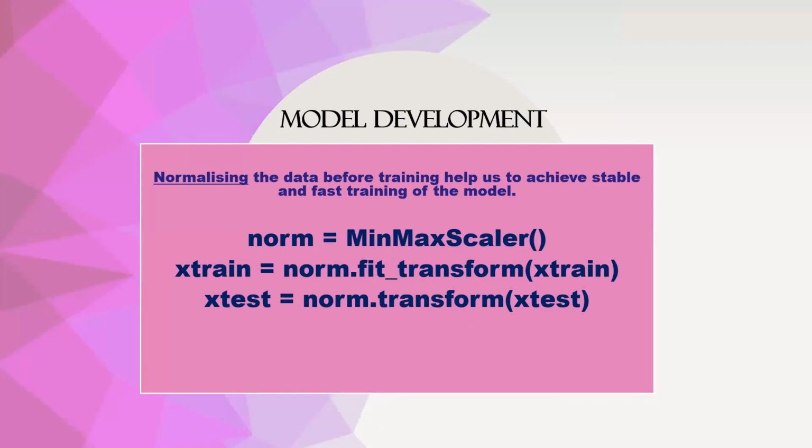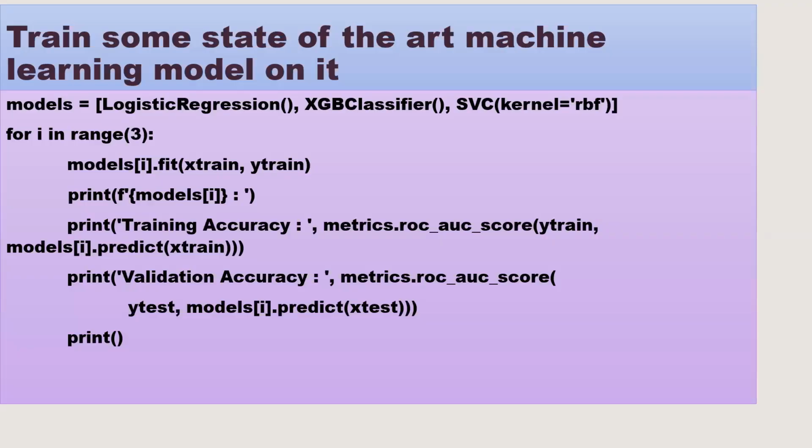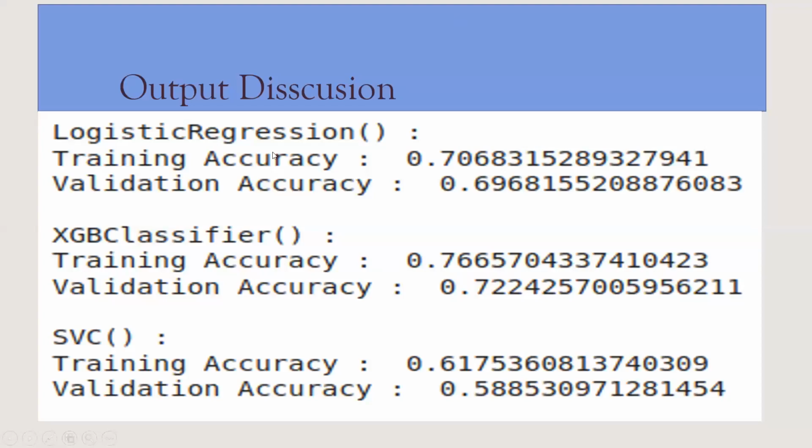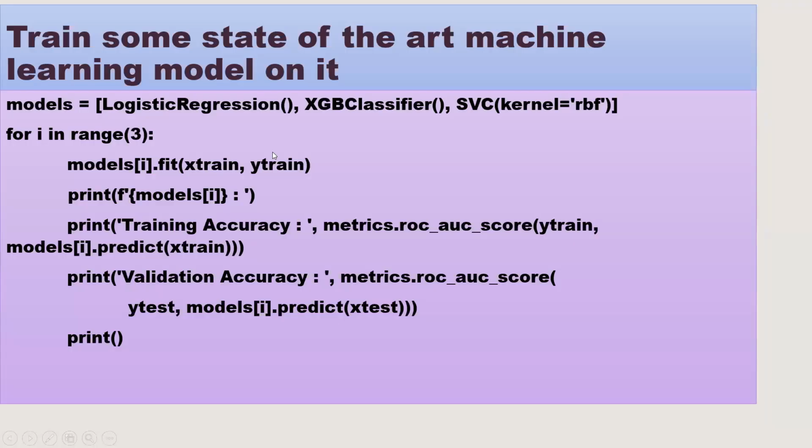So we are training our data set. Before training, we are doing the normalization of the data. So norm.fit_transform on X_train, and norm.transform on X_test. After that, we move on to training. As you can read here, we have written exactly this.